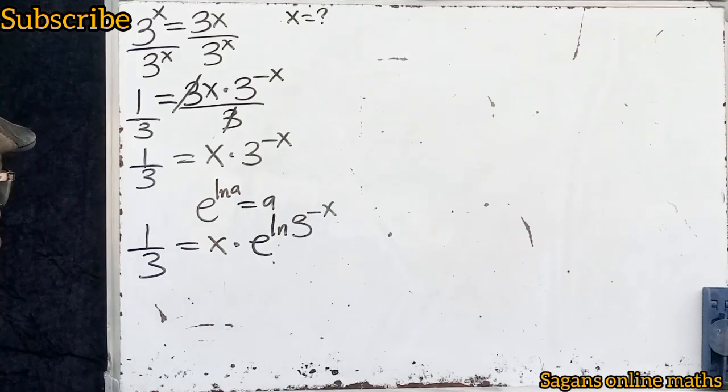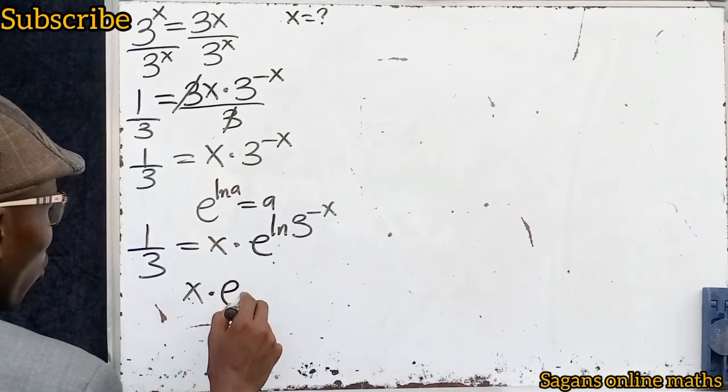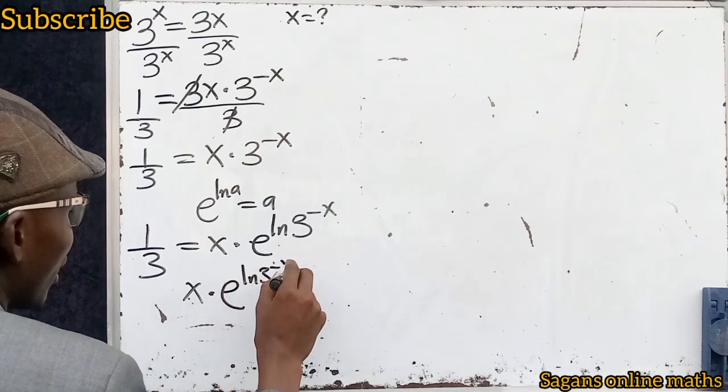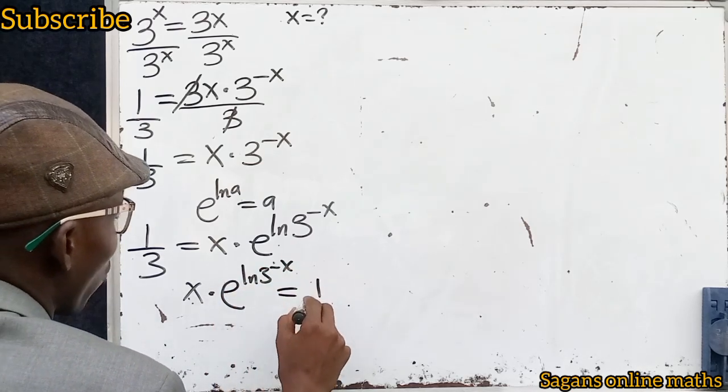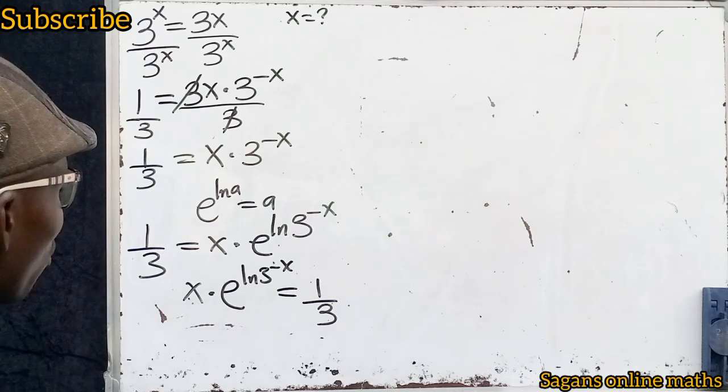Now, so what are we going to do? So we can rewrite this as x multiplied by e raised to the power of ln 3 raised to the power minus x is equal to 1 over 3. This is amazing, my brothers and sisters. Now what are we going to do?